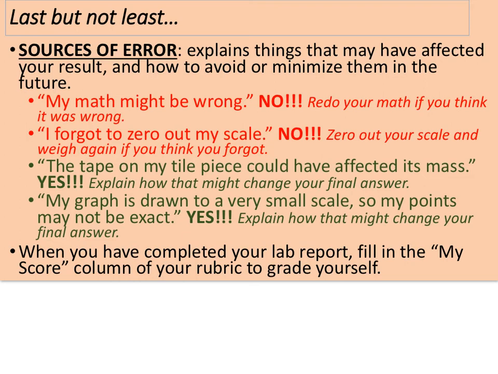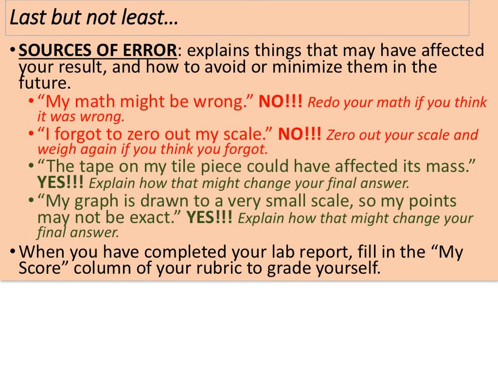And finally, we're going to talk about sources of error. For your sources of error, that's where you talk about things that might have affected your result, how you can avoid them, and how you can maybe minimize them in the future. Things like, I might have done my math wrong, or entered it into my calculator wrong, or I forgot to zero out my scale. Those are not acceptable sources of error, because those are things that you can fix right away. If you think you might have typed numbers into your calculator wrong, go back and retype them. That's not an acceptable source of error.